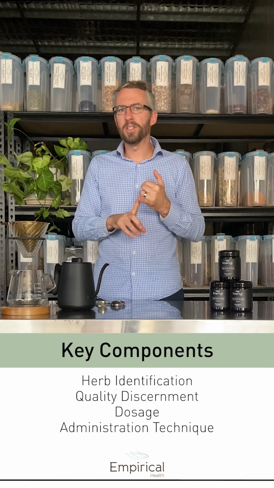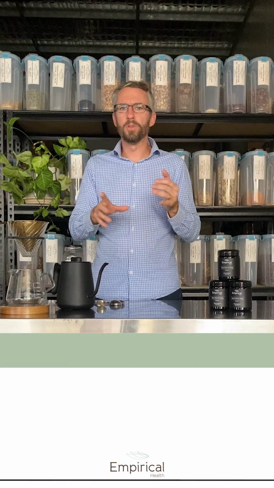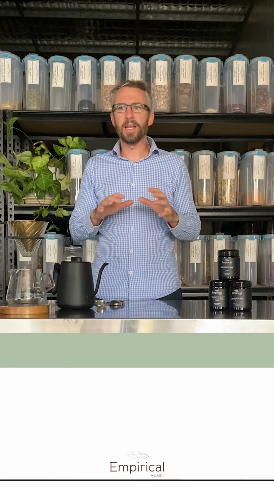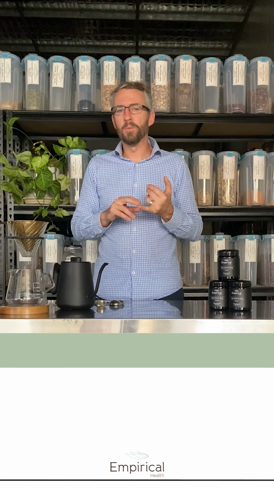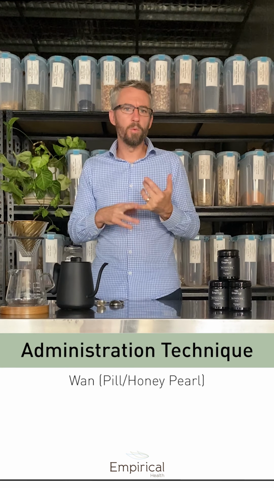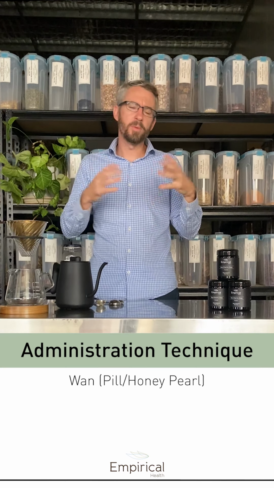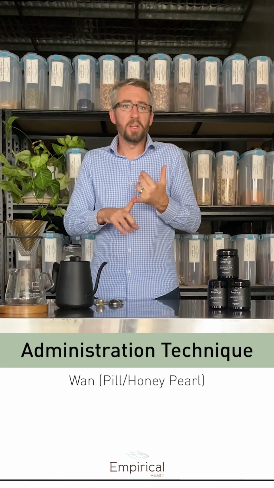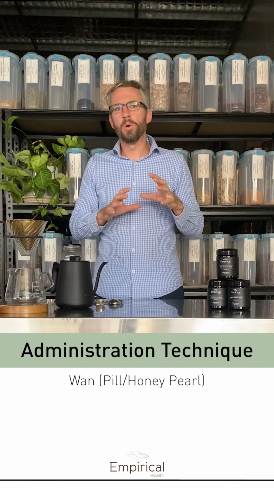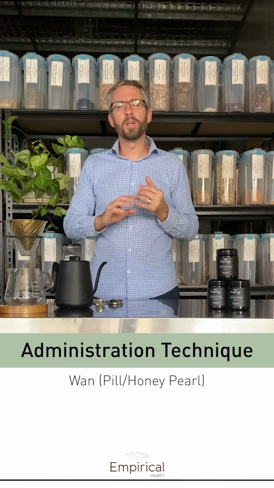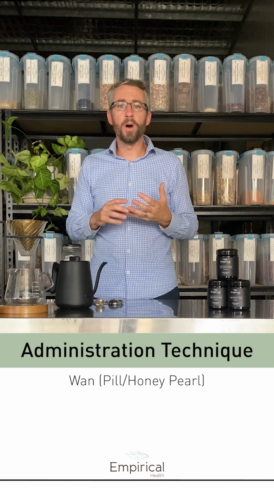So the administration technique, there's different ways to administer herbs to the body, and each of those different ways have different actions on the body. The first way is what's called a wan, which is a pill, or what we call a honey pearl, which is herbs ground together and mixed with honey, and then taken internally. So that's really for slow treatment, long-term conditions. It's a very gentle approach to the body for when people are quite deficient.